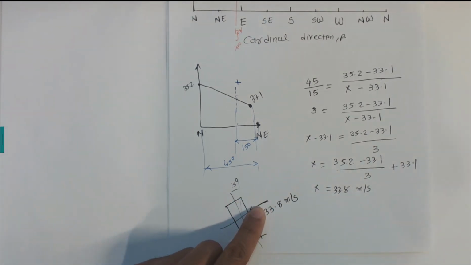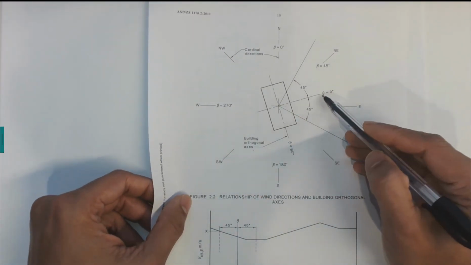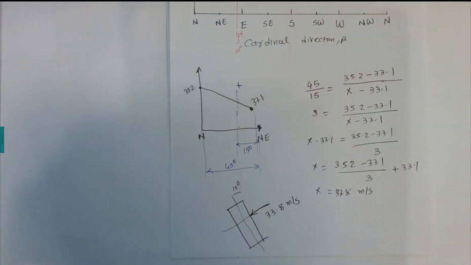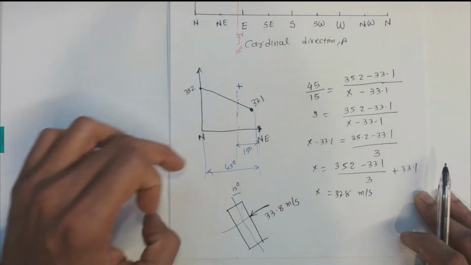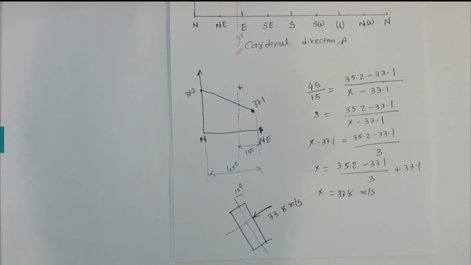So we just calculated this from the Australian standard. If I can show it here, this is the building orthogonal directions. We calculated this at theta equal to 0, and it is 33.8 meters per second. In the next video we will continue calculating the other three orthogonal directions. Thank you very much.